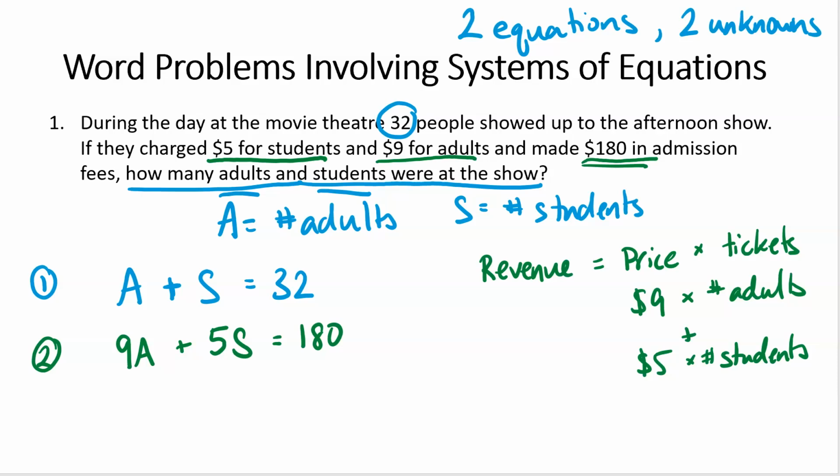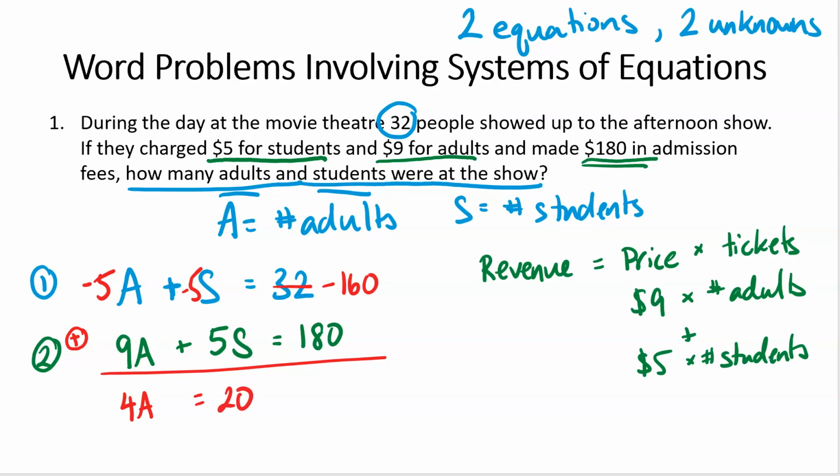Just for this example, I'll solve it. So I'm going to use elimination, and I'm going to multiply equation 1 by a -5. So -5 times A, -5 times S, and 32 times -5 equals -160. Why do I do that? Because then when I add these two equations, I'll have 4A, the S's get eliminated, equals 20. Therefore, A equals 20 divided by 4, which is 5. So there were 5 adults.